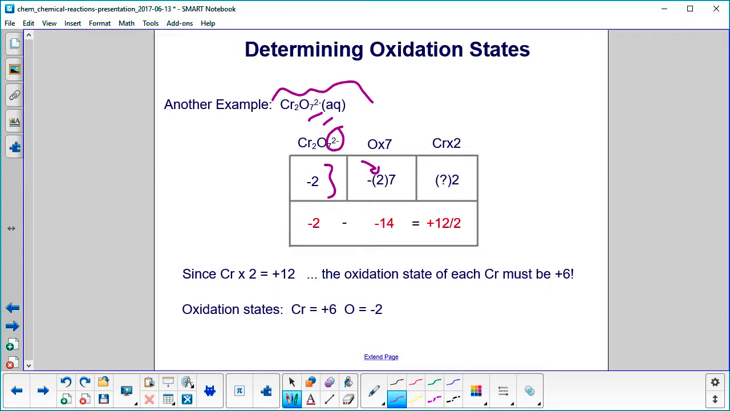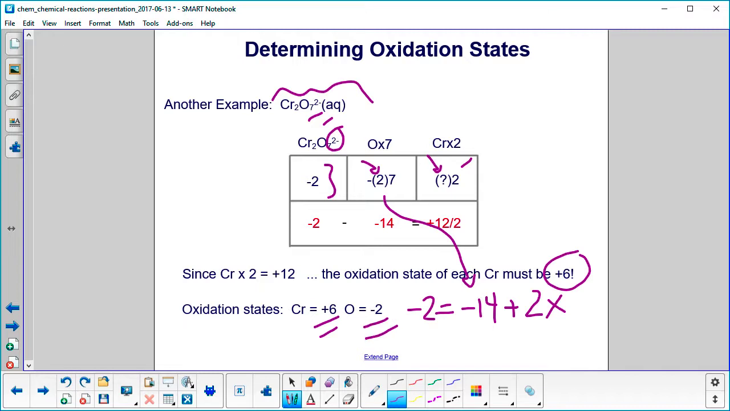And then the chromium, there's 2 of them. So we have to solve for this question mark to find its oxidation state, but we know we have 2 atoms of chromium. So what we have, we'll do the math here, -2 equals -14. Okay, there's the -14. Plus 2 times X, where X is going to be our oxidation state of chromium. You do the math and you find out that the oxidation state is +6. So chromium is +6, which we got from the calculation, and oxygen is -2, which we got from the periodic table.